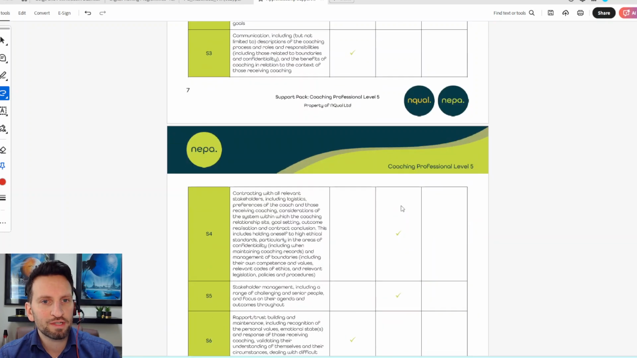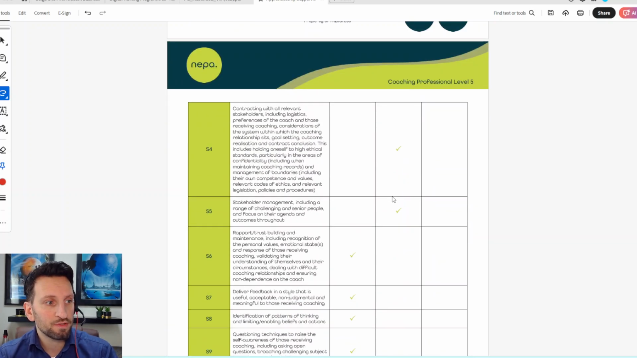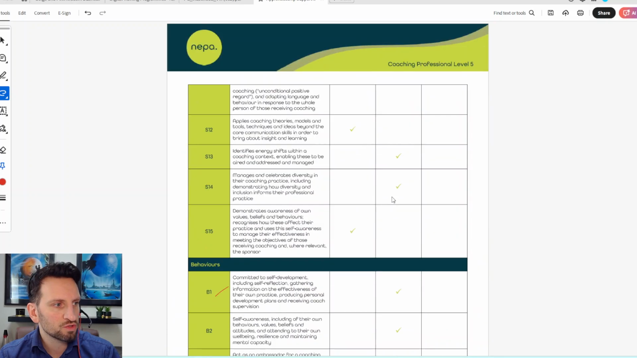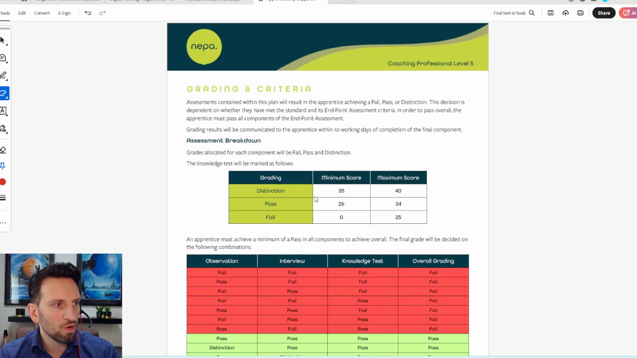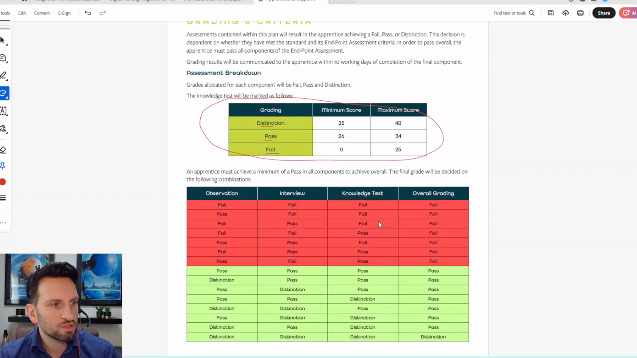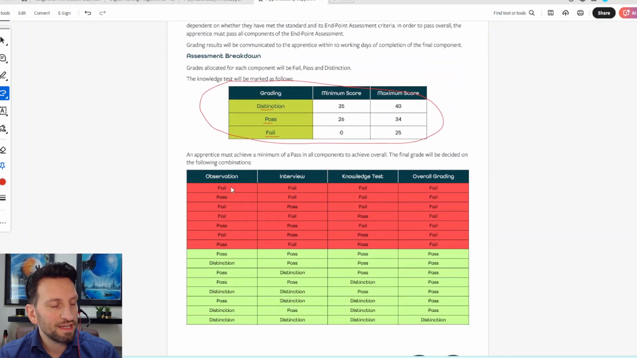Once you've demonstrated through one of those methods that you can show all of those skills, it will then form a grading criteria which will enable you to get a distinction, a pass, or a fail. And here it shows you the minimum scores that you need to achieve. And there's a grading box here saying if you score a certain level on these areas, what the overall grading will be. So that's the endpoint assessment.